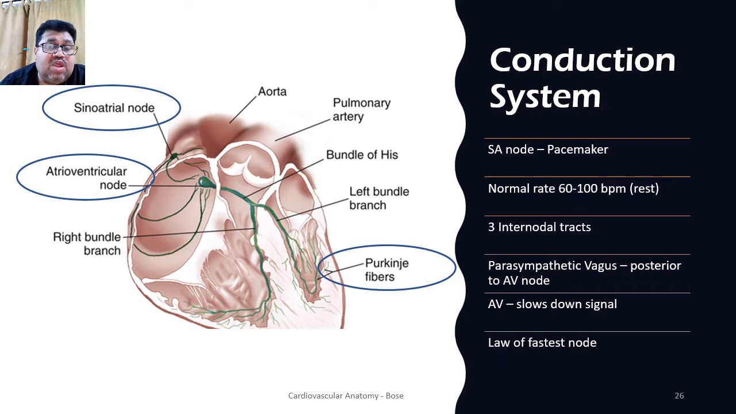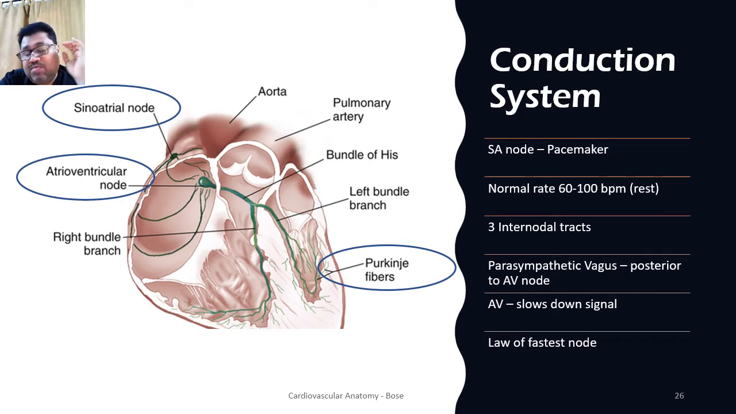Now, both these branches will terminate or transition into a network of nerve fibers called the Purkinje fibers. These fibers extend from the apex of each ventricle and penetrate the heart wall to the outer myocardium. So the nerve supply of the muscle of the heart is from the inside to the outside. So electrical stimulation of the Purkinje fibers causes mechanical contraction of the ventricles.